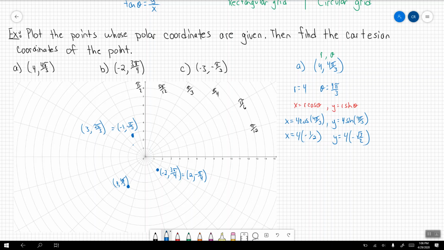Now that we have this, we can extract that x is negative 2 and y is negative 2 root 3. Which means under the Cartesian coordinate system, my ordered pair should be negative 2 comma negative 2 root 3. And there's your answer for part A. The ordered pair that satisfies this polar coordinate is negative 2 comma negative 2 root 3. Awesome. So let's work on the second one. Let's work on part B then.